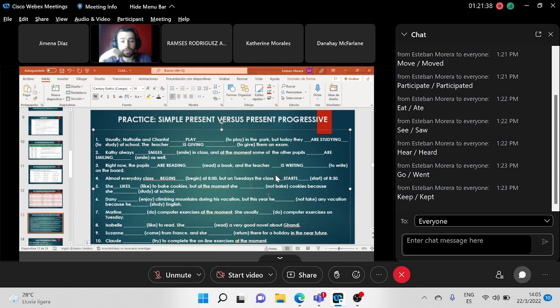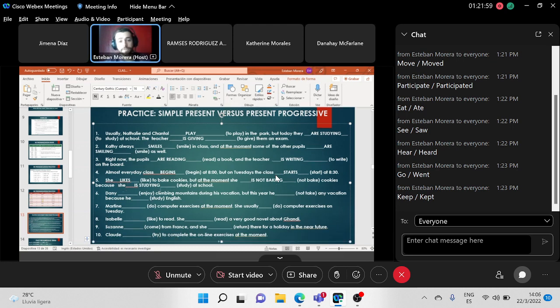But at the moment, the expression at the moment means something that is happening right now. Right now, or at the moment, she is not baking. It's not baking cookies because she is studying. Right? Because she is studying. So she likes to bake cookies, but at the moment she is not baking cookies because she is studying at a school. Number 6, Danny climbing mountains during his vacations.